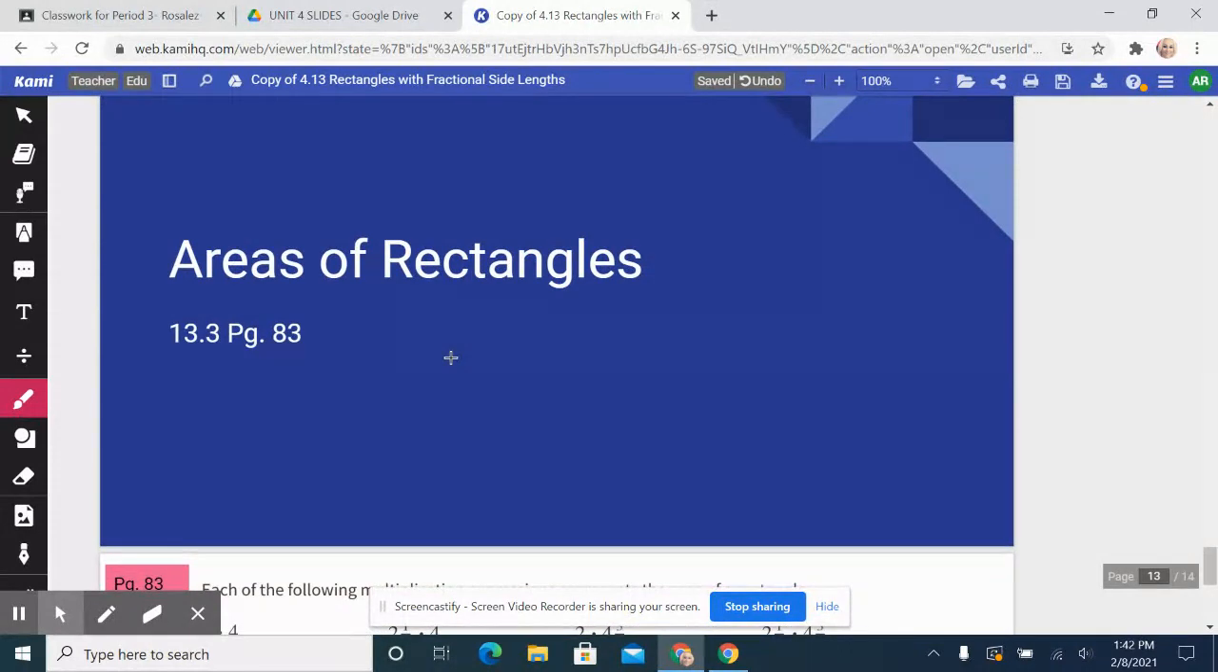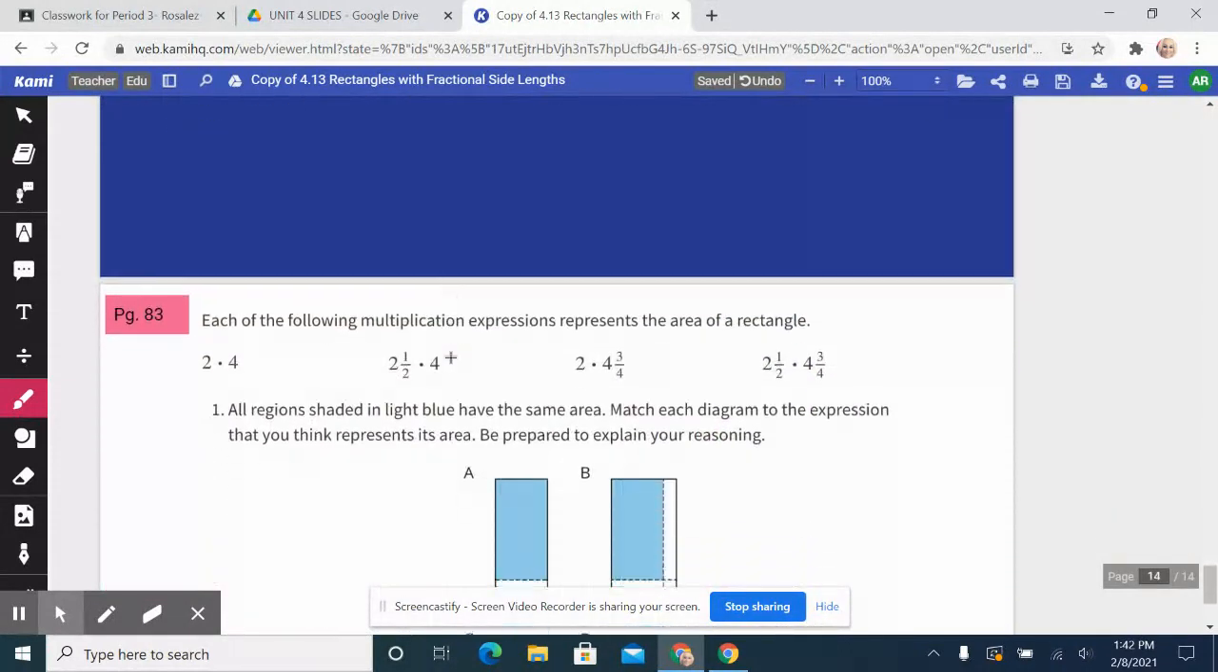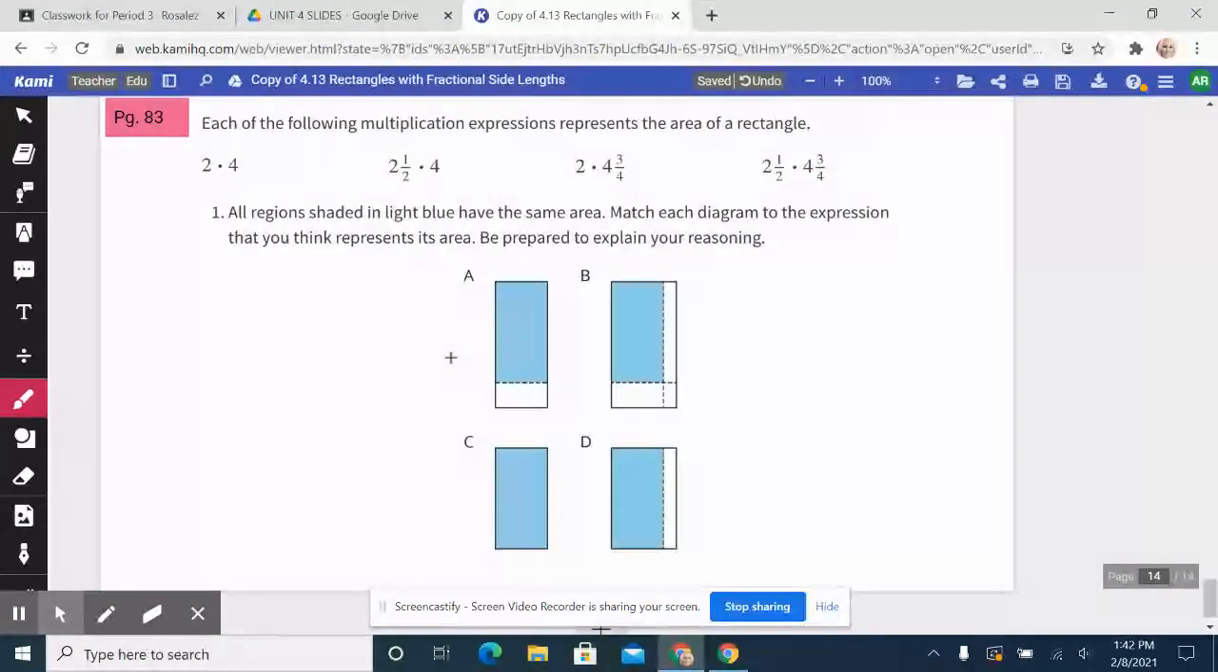Areas of rectangles, page 83, and we're only doing the top one, I believe. Each of the following multiplication expressions represents these areas. All the regions shaded in blue have the same area. Match the diagram to the expression. I'm going to start with the easy one. So C. C is that one. So this is 2 by 4. That's how you know that.